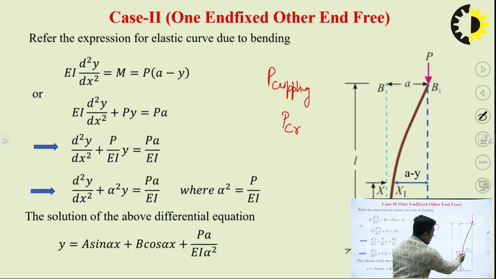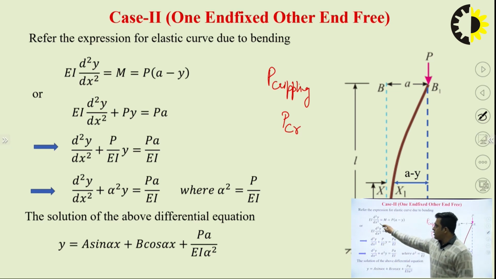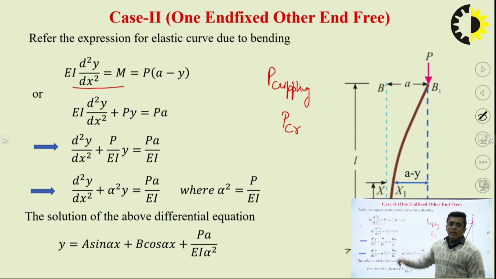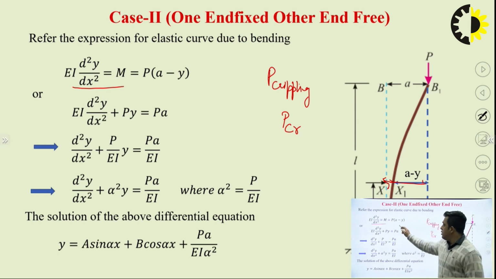I am going to write the slope deflection equation. If I see the slope deflection equation, I have written M is equal to EI d square y by dx square. If I am going to write the value of moment, what can I write? See, this is the distance a, this small distance is y, the remaining will be a minus y. If I write moment, it will be load into distance, it is P into (a minus y).